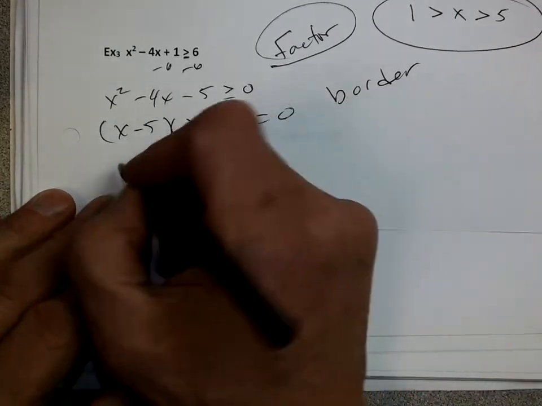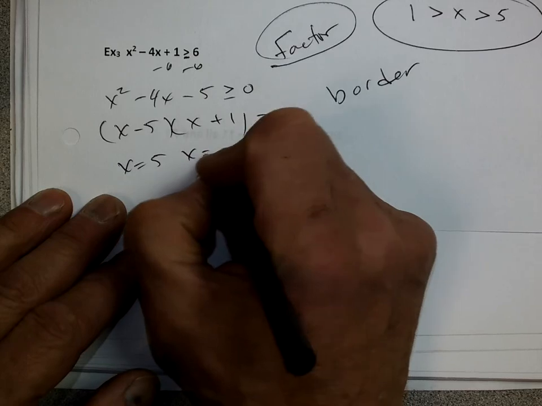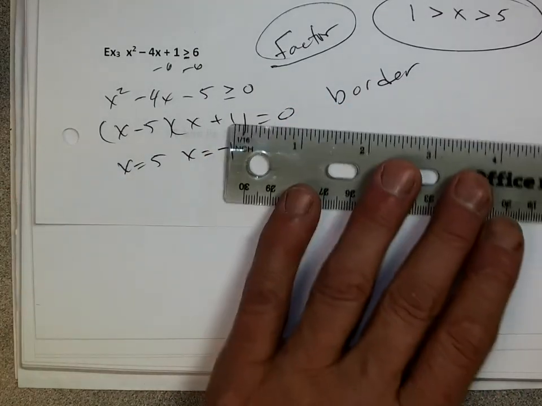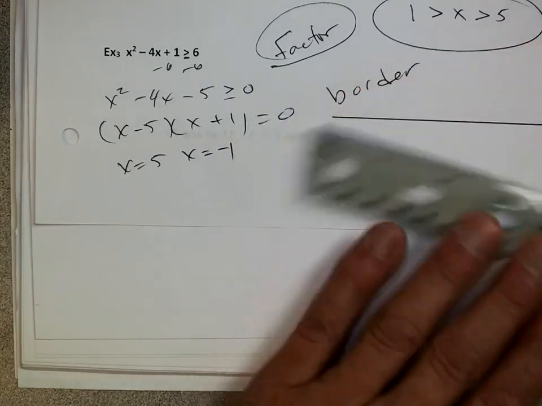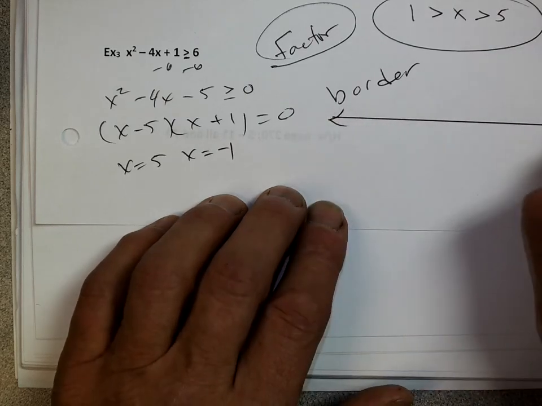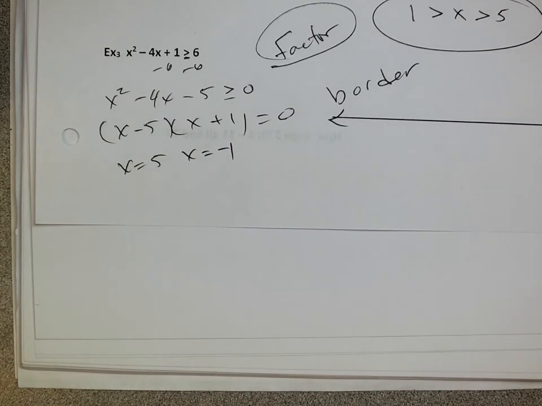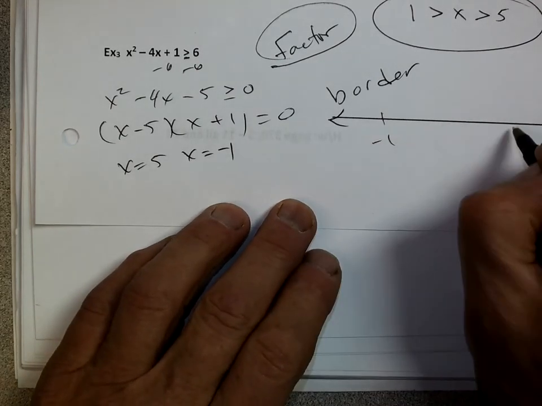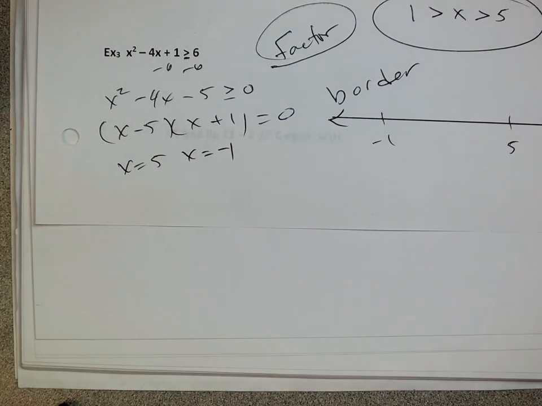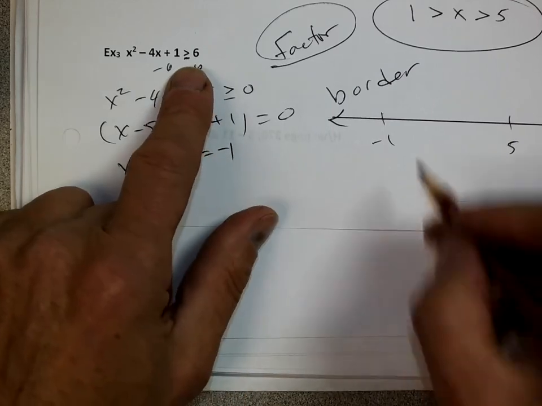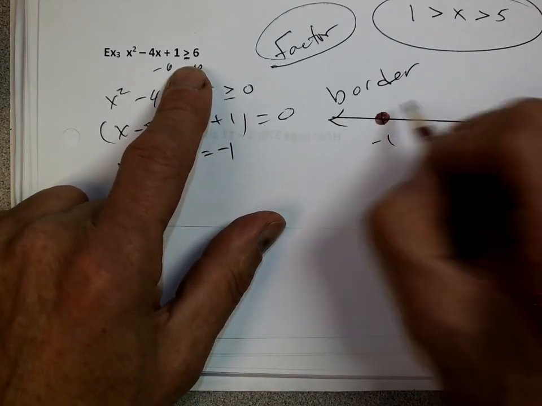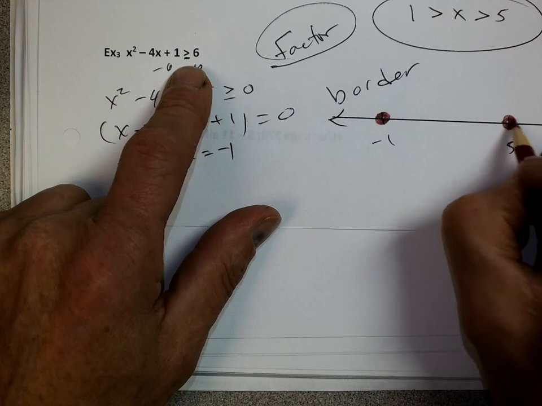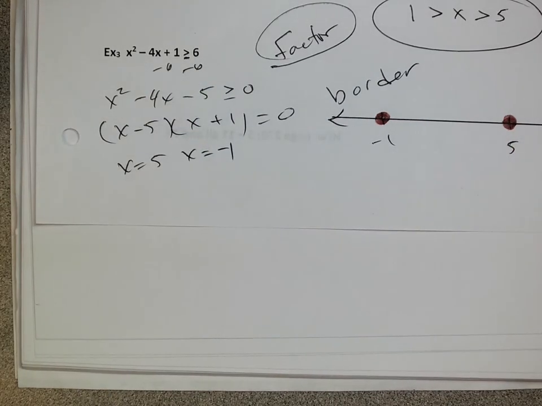Anyway, so we get x equals 5 and x equals negative 1, and those are our border points. So I'm going to do my number line. Does this seem pretty easy? If you can factor, this is easy, right? Okay, so then negative 1 and 5. Solid dot, because I changed it to an equal. Solid dot. And then, what am I going to do?